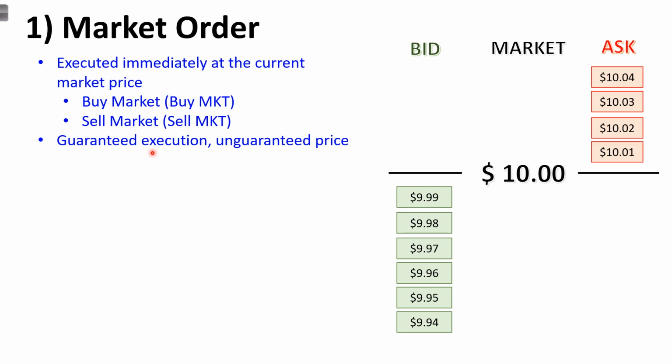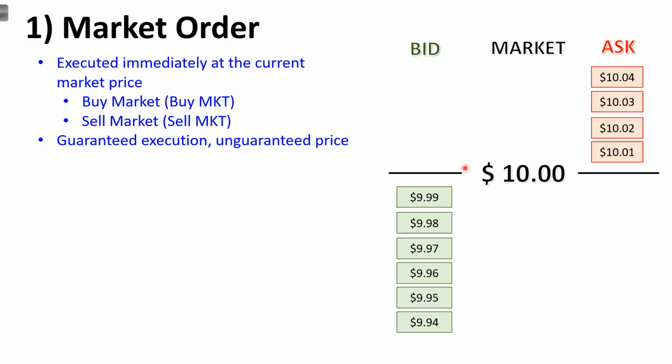But the downside is that you don't really get to control the price at which you buy or sell. So this is a huge downside of the market order, and because of this, we almost never use this type of order at all. What do I mean by that?